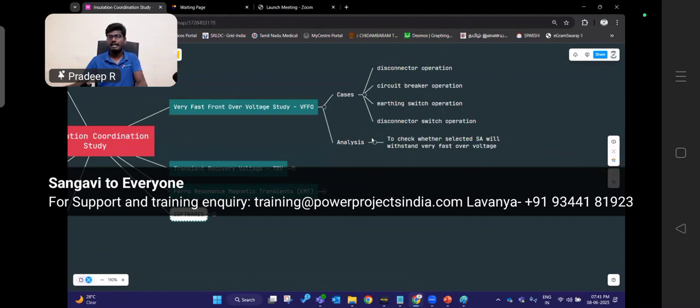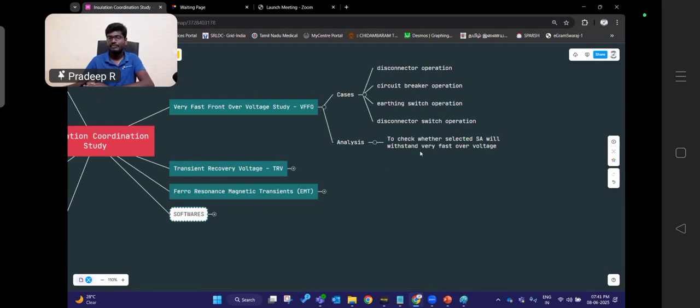So in here what we will analyze is the same thing, to check whether the selected surge arrester will withstand very fast front over voltage or not. Similar to our FFO, the same thing I am going to observe here also.